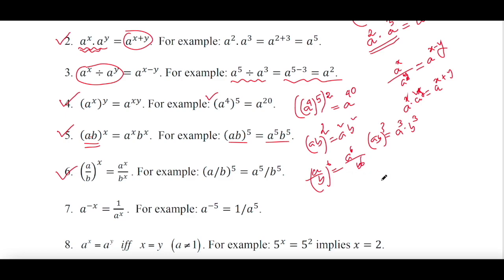But note that in the addition case, a plus b whole to the power 2, or the subtraction case, a minus b whole to the power 2, is not equal to a square plus b square, and is not equal to a square minus b square. In the case of multiplication and division, you can distribute the power, but in the case of addition and subtraction, the distribution of power is not valid.